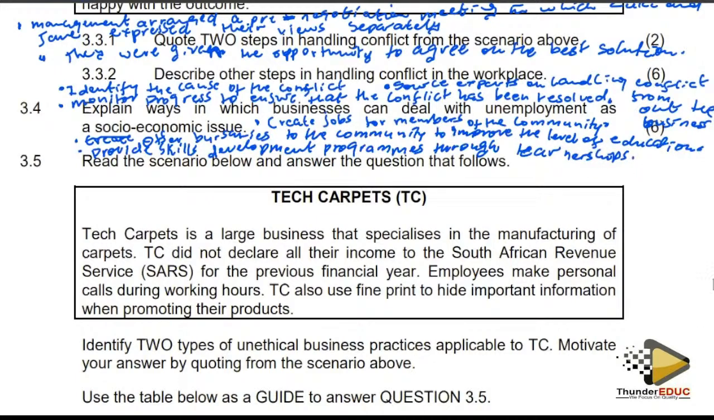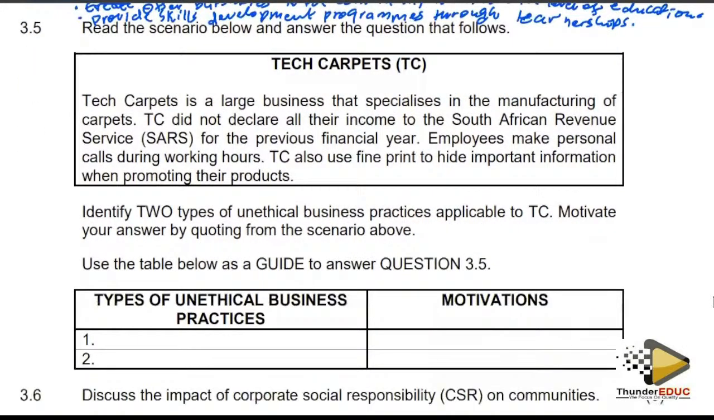Okay, right. Now moving on, we have question 3.5, which is as follows. Tech Carpet is a large business that specializes in the manufacturing of carpet. TC did not display all their income to the South African Revenue Service for the previous financial year. Employees make personal calls during working hours. TC also used fine print to hide important information when promoting their product. Identify two types of unethical business practices applicable to TC, and motivate your answer by quoting from the scenario.